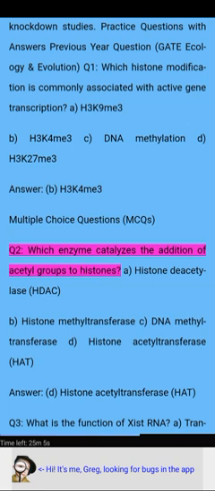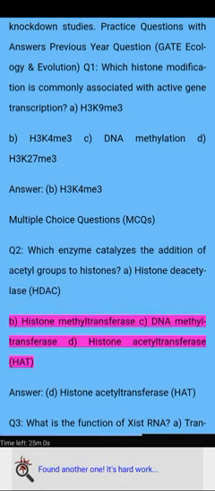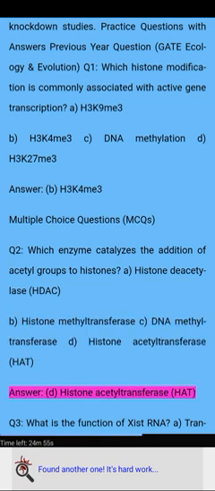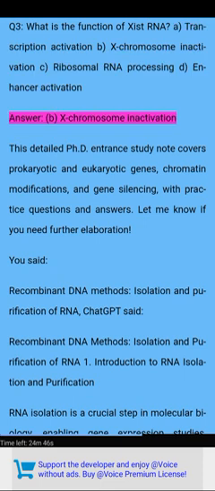Multiple choice questions, MCQs. Q2. Which enzyme catalyzes the addition of acetyl groups to histones? A. Histone deacetylase, HDAC. B. Histone methyltransferase. C. DNA methyltransferase. D. Histone acetyltransferase, HAT. Answer: D. Histone acetyltransferase, HAT. Q3. What is the function of Xist RNA? A. Transcription activation. B. X chromosome inactivation. C. Ribosomal RNA processing. D. Enhancer activation. Answer: B. X chromosome inactivation.